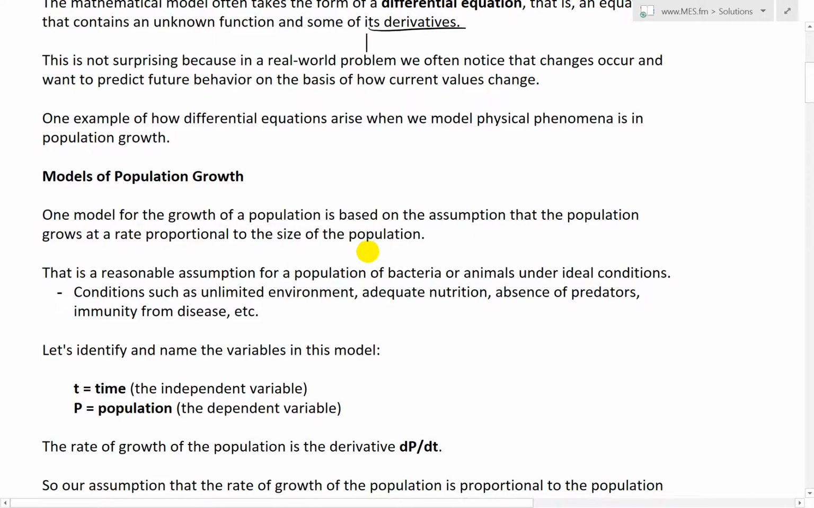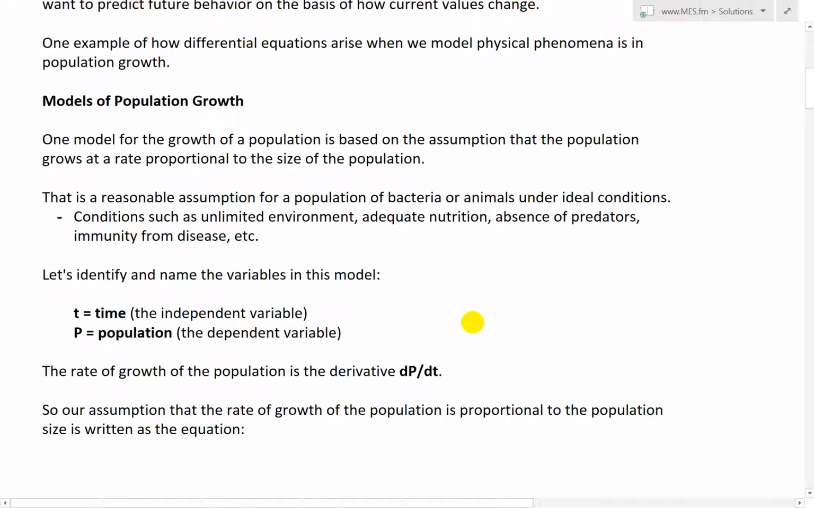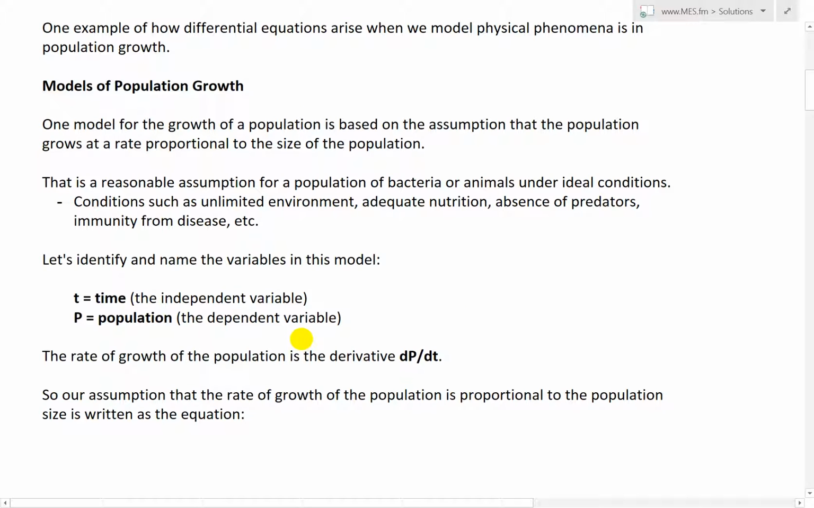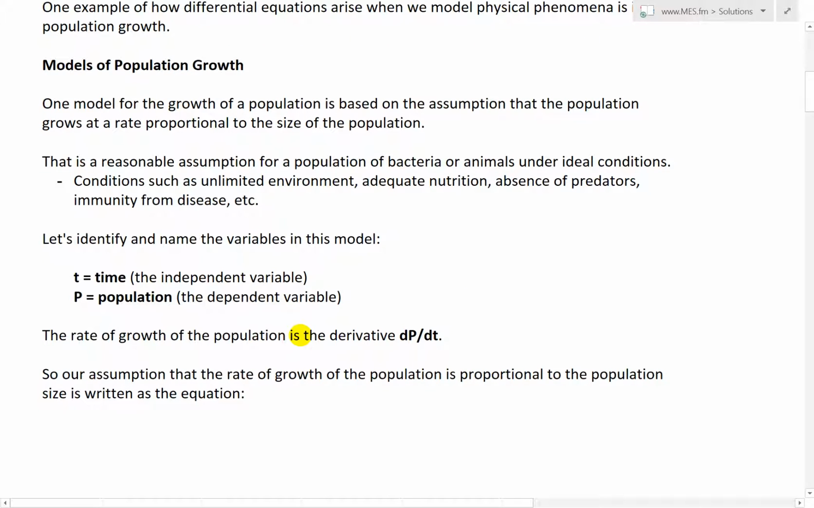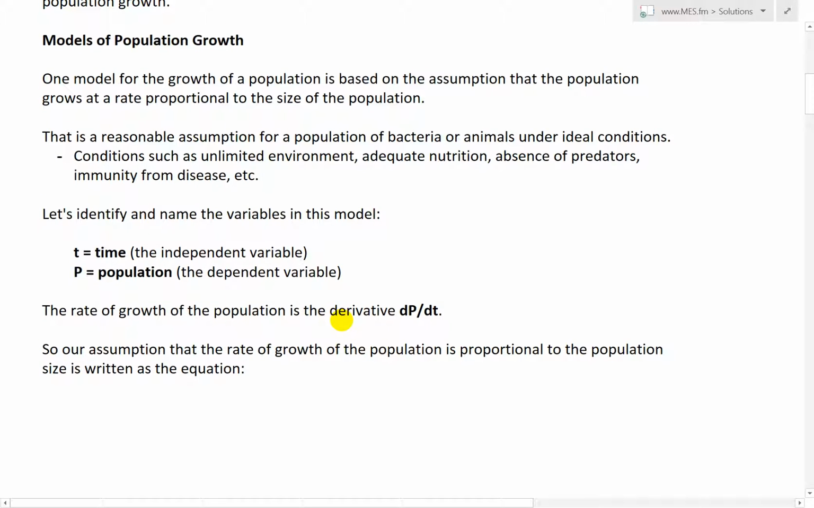One example of how differential equations arise when we model physical phenomena is in population growth. Here we're going to look at some models of population growth, and in fact we'll go over two models, one simple and one a bit more complicated. One model for the growth of a population is based on the assumption that the population grows at a rate proportional to the size of the population.